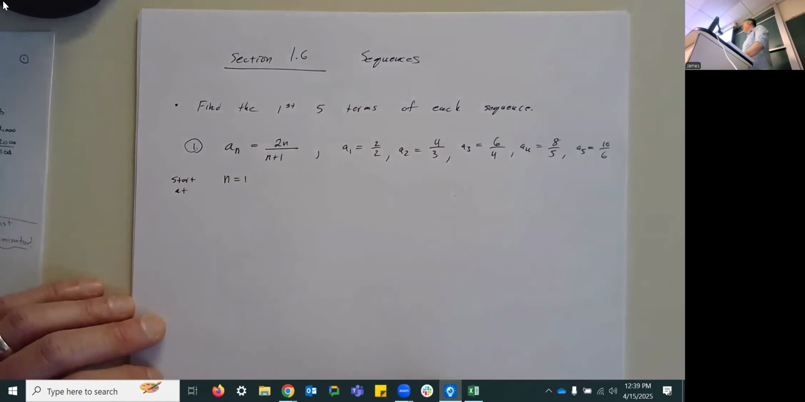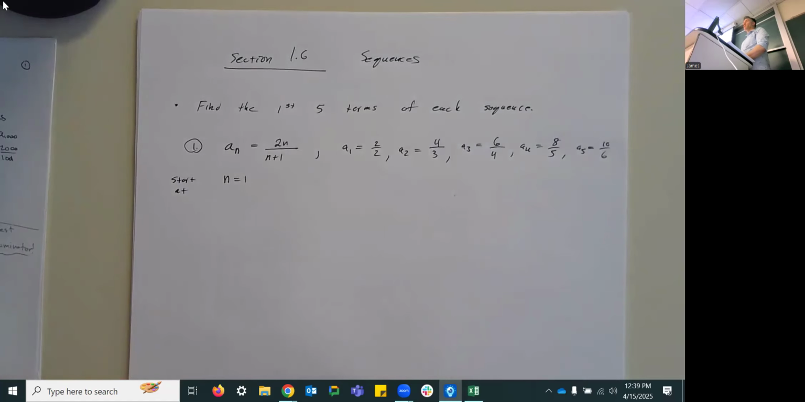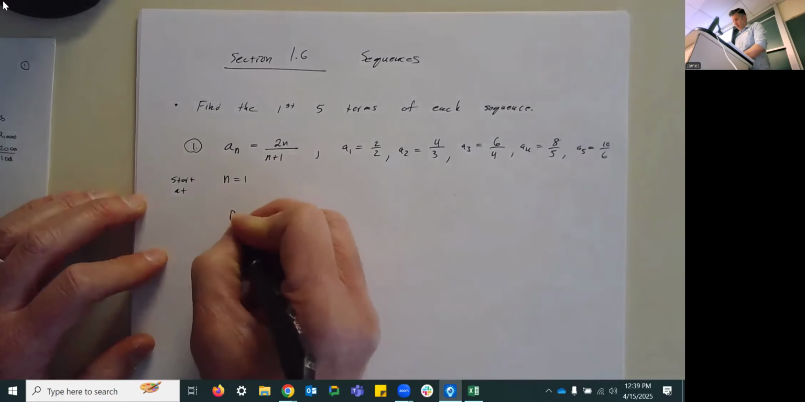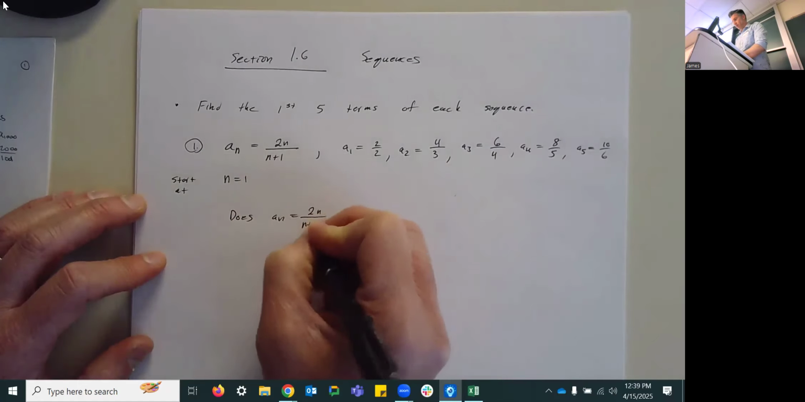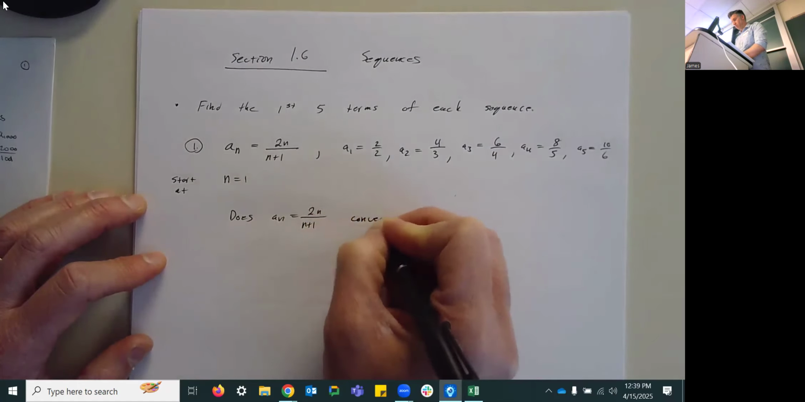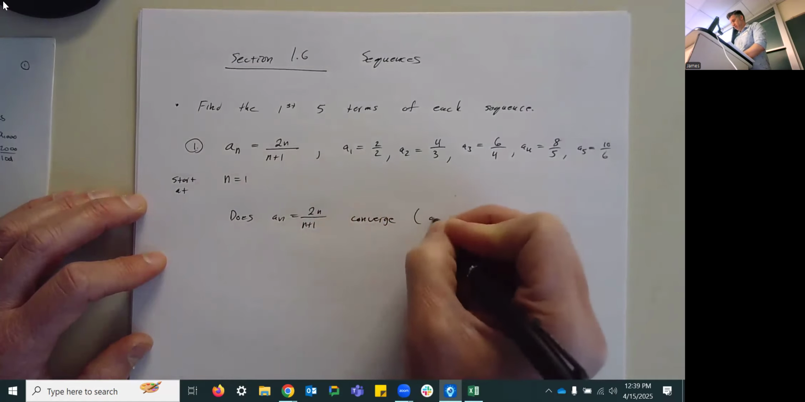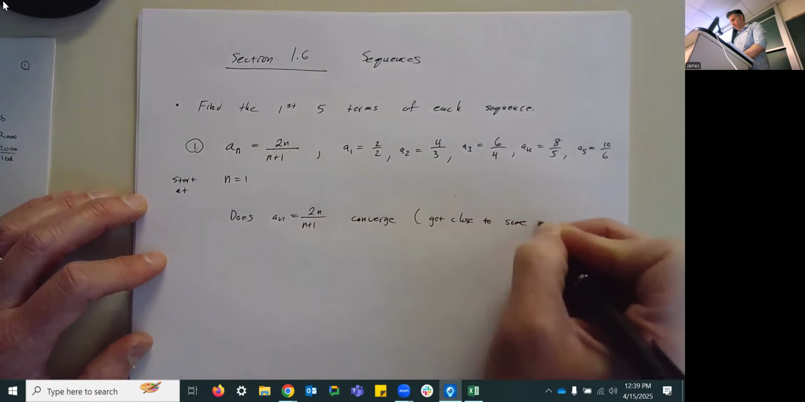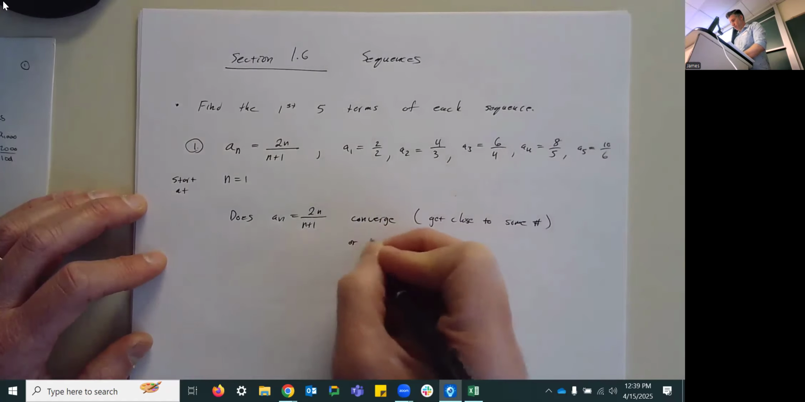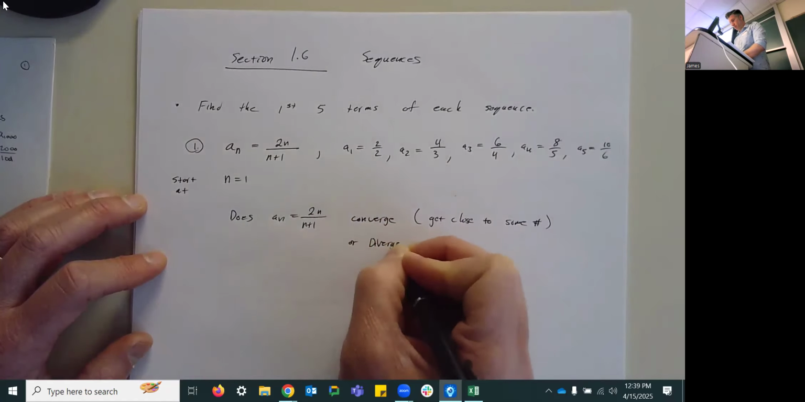The question we often like to ask here is, does this sequence get closer to some particular number or not? Or phrased another way, does this sequence converge? So does a sub n equal to 2n over n plus 1 converge, meaning get close to some number, or diverge, meaning it doesn't?